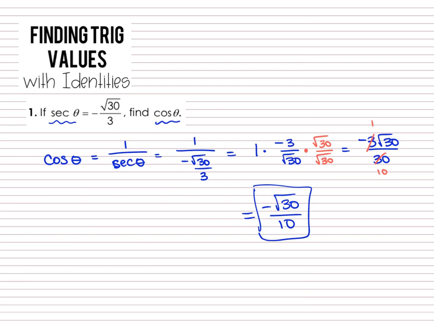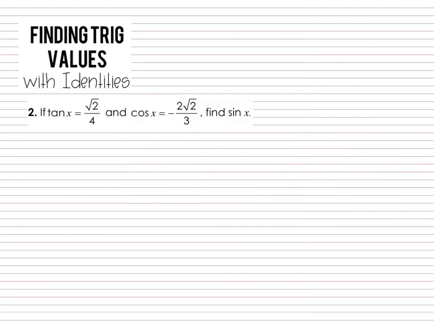So no triangles necessary. What we're doing is using what we know from our trig identities, in this case, that the cosine is equal to 1 over the secant. And instead of drawing the triangles and finding our trig values that way, we're going to do it in a more algebraic approach. So hopefully that makes sense. If it does, feel free on the next example to pause the video and give it a try. Otherwise, stick with me and we'll go through it together.